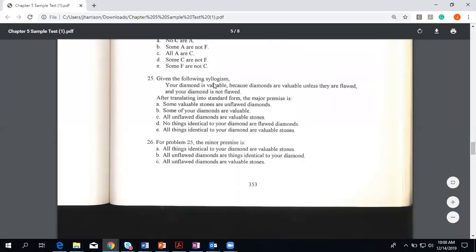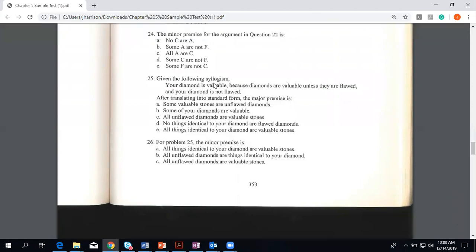All right, let's look at this one. We're going to translate into standard form here. Your diamond is valuable because diamonds are valuable unless they are flawed, and your diamond is not flawed. So the conclusion is that your diamond is valuable, or all things identical to your diamond are valuable stones. So this is our conclusion. And we have because, that's how we know that these are the premises. Diamonds are valuable unless they are flawed, and your diamond is not flawed.